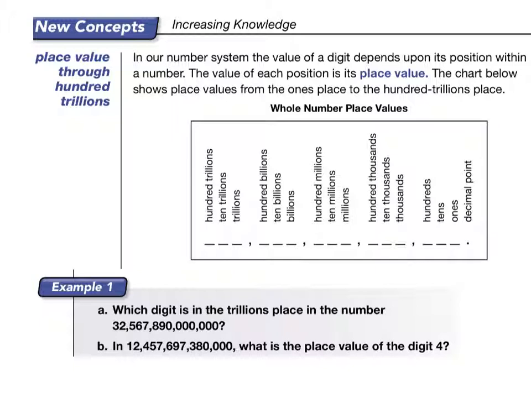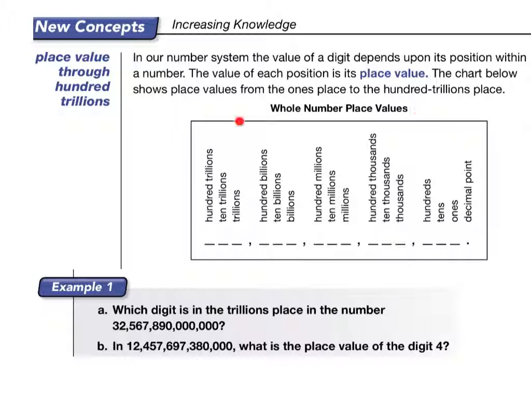All right, the first concept is place value, and you've had this before, so this is nothing new. What is place value? First of all, in our number system, the value of the digit depends upon its position within a number. The value of each position is called place value. So write that down. Place value is the value of each position in our number system.